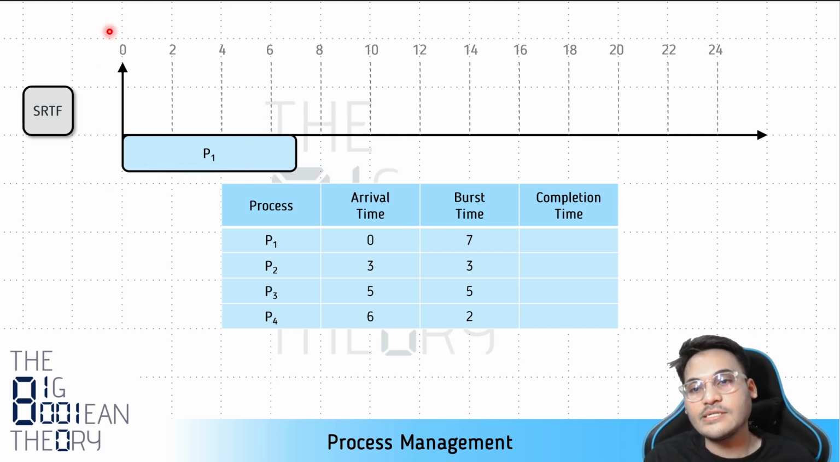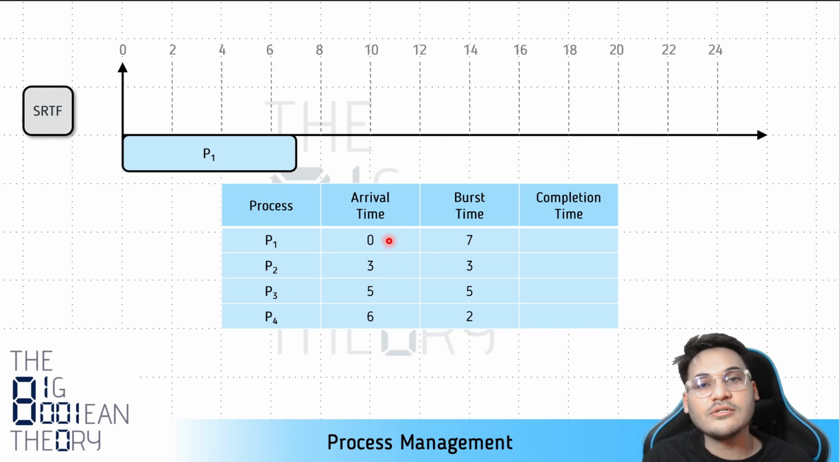And this is t is equal to 0. At this point, we have not yet scheduled this process on the CPU. It has just arrived. Now, if you look at time instant t is equal to 0, there are no other processes except P1. The other processes, that is P2, P3, P4, will only arrive later, right? You can see P2 arrives at 3, P3 arrives at 5, and so on.